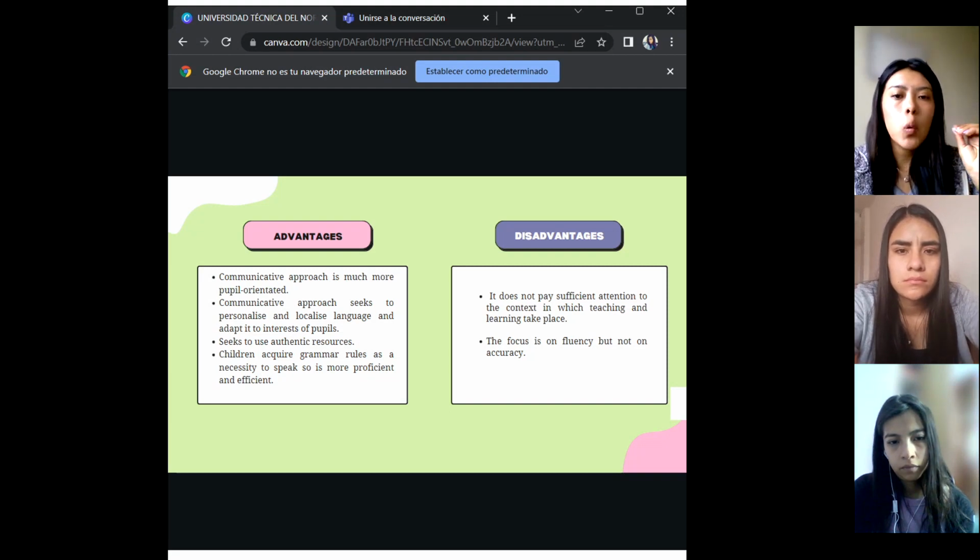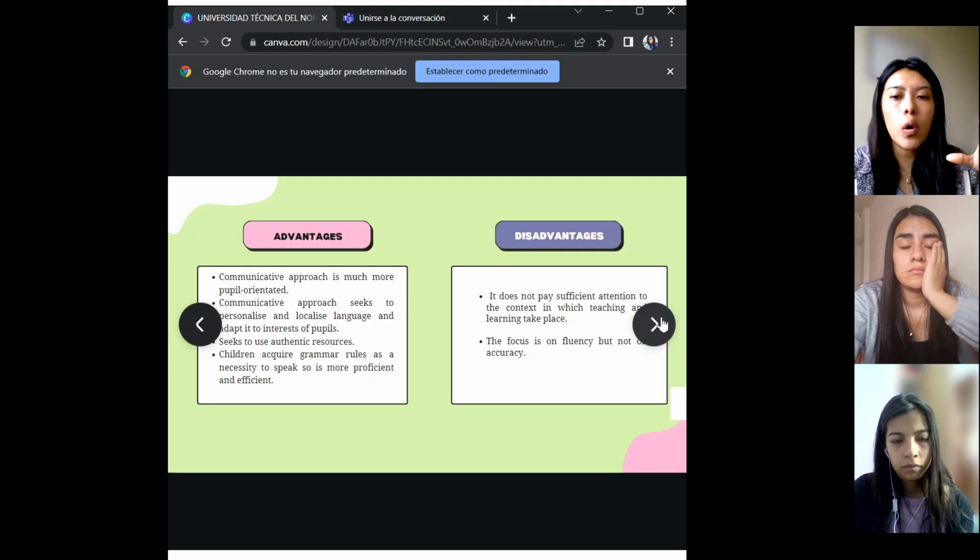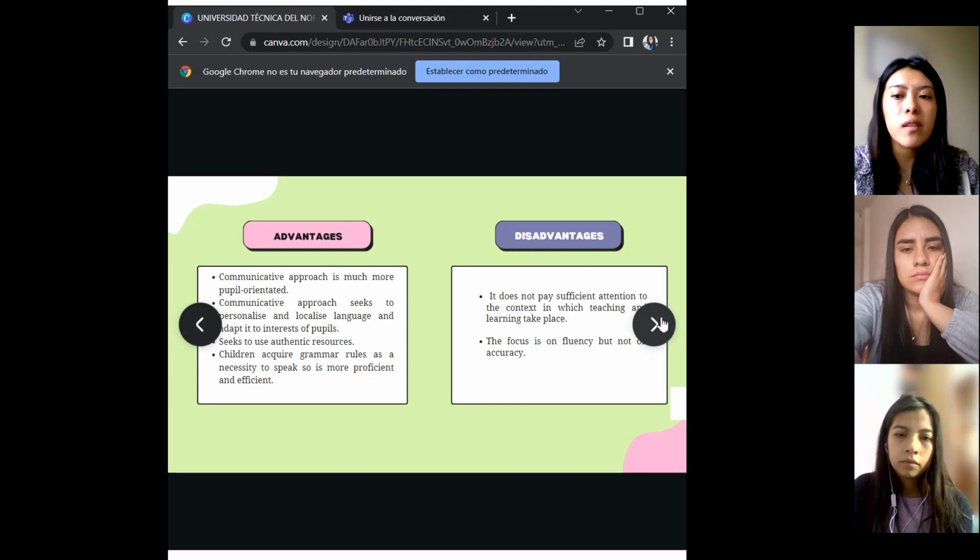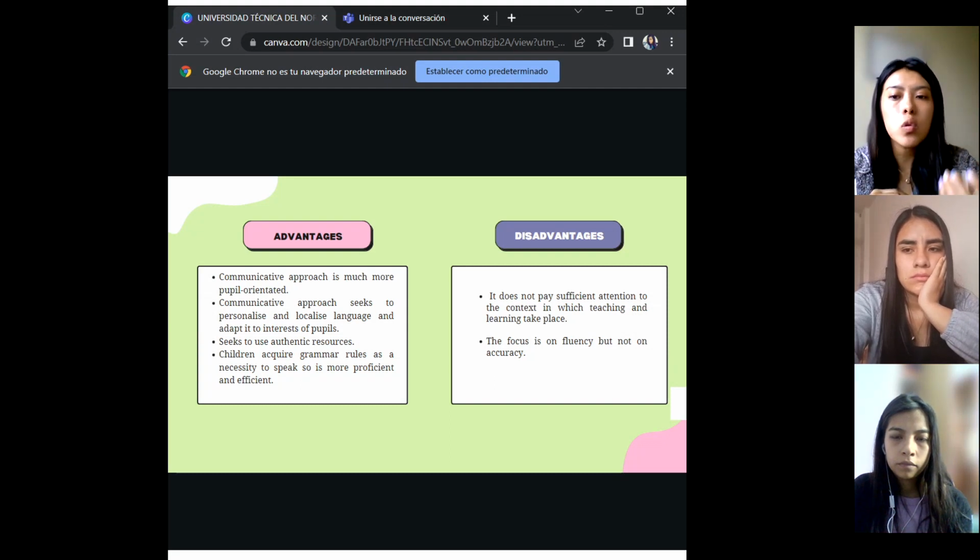Disadvantages. One of them is that it pays insufficient attention to the context in which teaching and learning take place. Another disadvantage is that the CLT approach focuses on fluency but not accuracy. The approach doesn't focus on error reduction, but instead creates a situation where learners are left using their own devices to solve their communication problems.